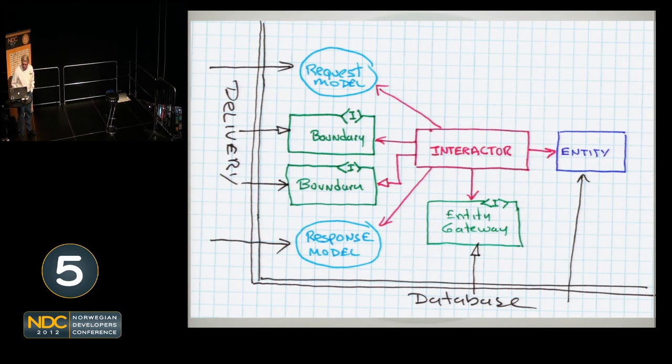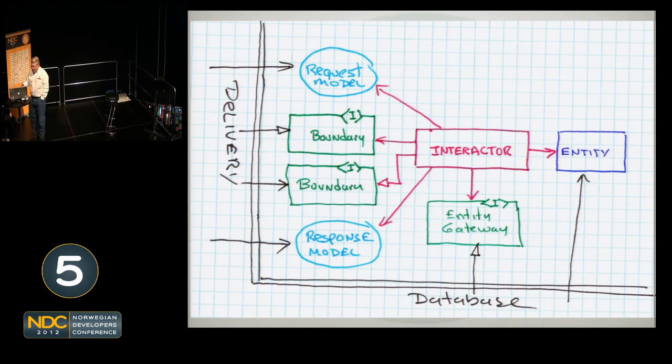What you see here is an interactor in the middle in bright red. There are these two blue things off to the side, the request model and the response model. These are data structures, raw data structures, which is why I drew them as ovals. The squares here are classes. The ovals are data structures. The request model is a pure data structure. It has no trappings of the web in it. It's just a bunch of variables in whatever form you'd like to carry them.